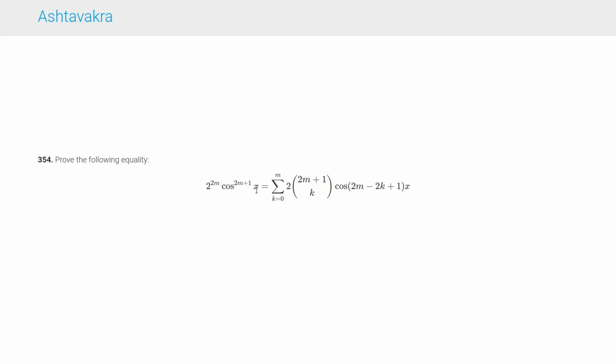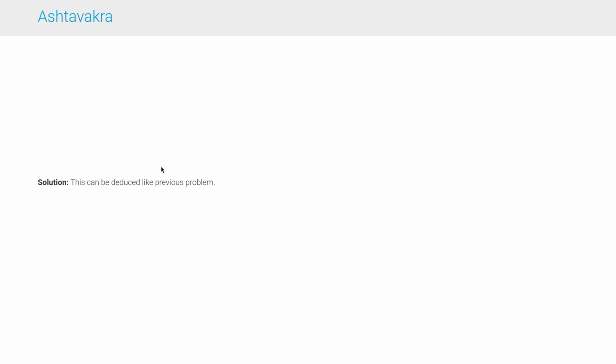Question 354 says: prove the following equality, 2 to the power 2m cos to the power 2m plus 1 x is equal to sigma k equals 0 to m of 2m plus 1 choose k, cos (2m minus 2k plus 1) x. So like the previous problem, you can solve this.